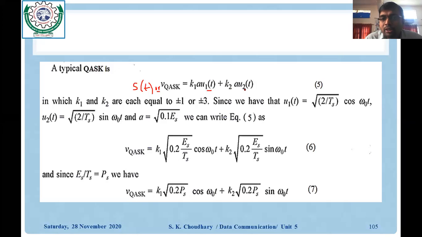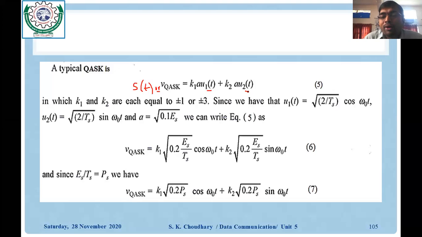So u1(t) and u2(t) are what? They are nothing but the orthogonal carrier signals. Generally we represent them as phi1(t) and phi2(t). And K1 and K2 are each equal to either ±1 or ±3, that we have seen in the geometrical representation. The distance of the signal points from the origin is either A or 3A, in both axes, positive and negative. That's why it is either ±1 or ±3.